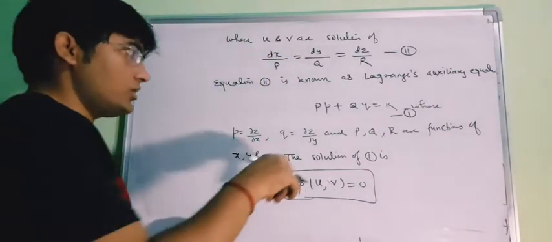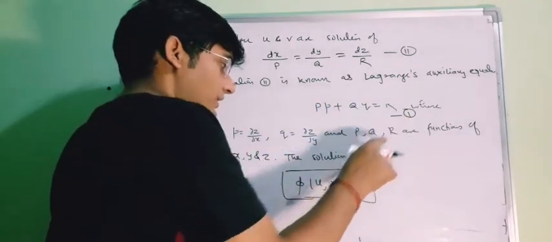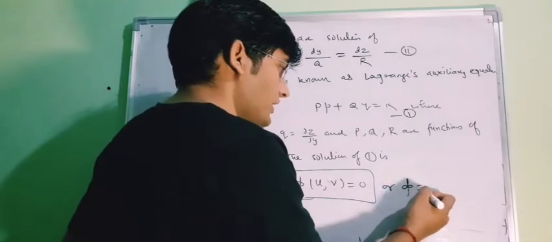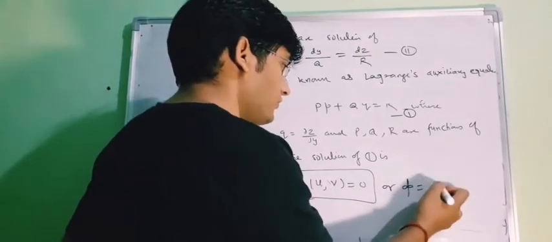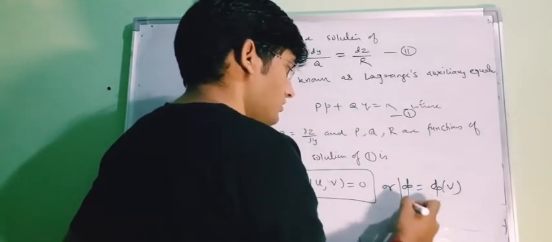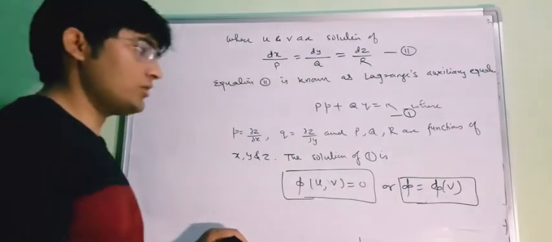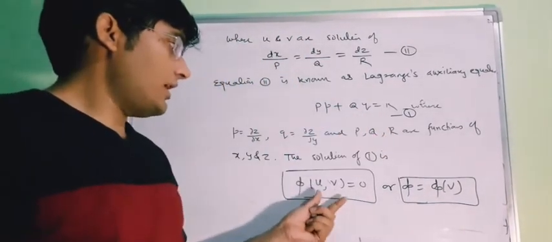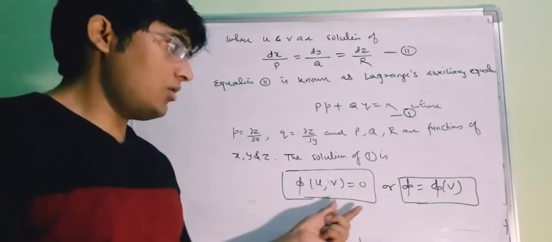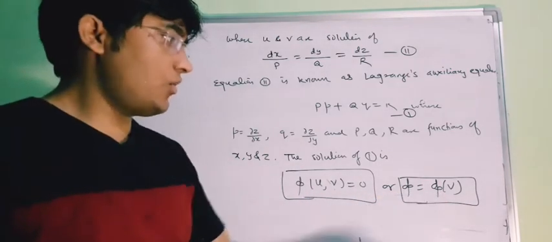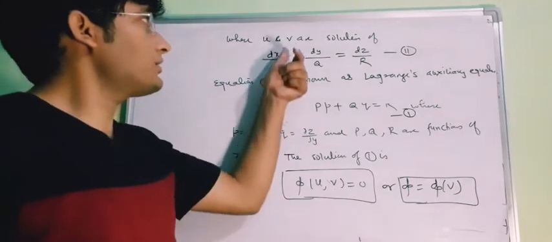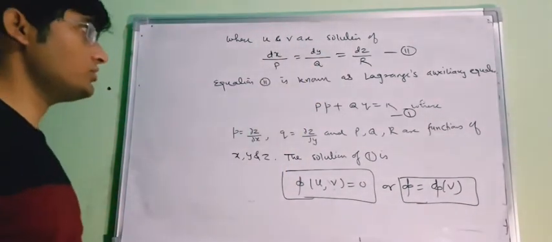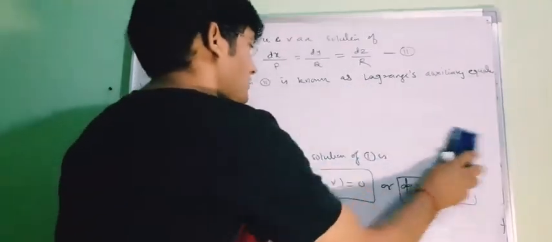So the solution of the partial differential equation 1 is phi(u, v) equal to 0, or we can also write it as u equal to some function of v. So the solution of 1 is either this, or you can write it in this form, where u and v are the solutions of this equation number 2, which is known as the Lagrange auxiliary equation.